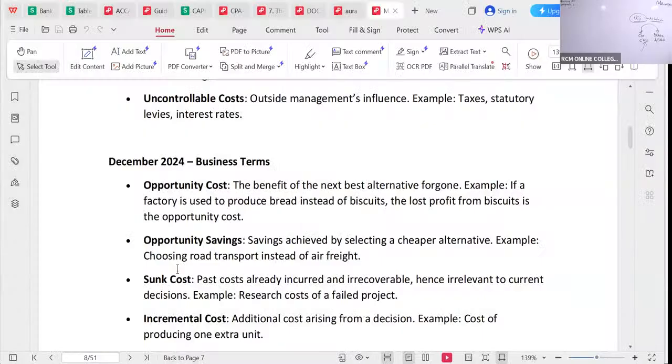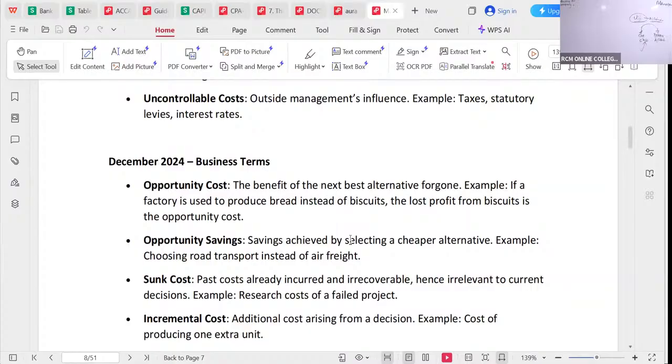Opportunity savings are achieved by selecting a cheaper alternative. Example, choosing road transport instead of air freight. Sunk costs are past costs already incurred and irrecoverable, hence irrelevant to current decisions.